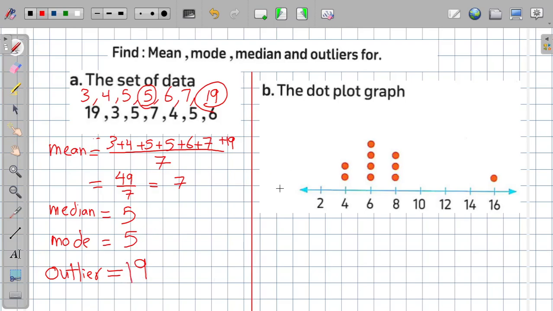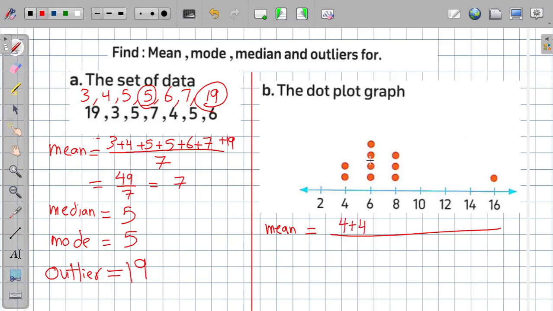Next, I have a dot plot, and I want to find the mean, the median, the mode, and the outlier of this dot plot or this dataset. So first, I wanted to find the mean. So I will find the sum of all of these values, and I will divide them by the number of these values. So here I have 2 4s, so I can say 4 plus 4.